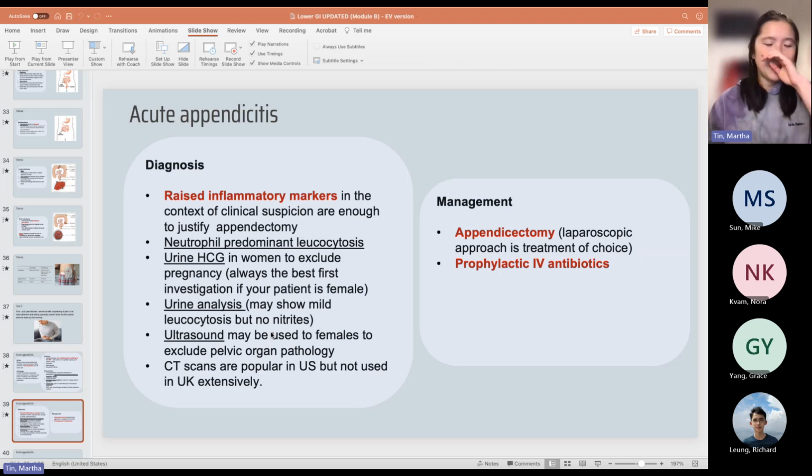Just a useful thing to help you remember the fact that gynecological conditions present very similarly to this is one of the surgeons told us last year that a lot more females have their appendixes removed than males, just because so many pelvic and gynecological diseases present so similarly, and because it's often a clinical diagnosis, they just have it removed. So just an interesting fact for you guys. Cool.